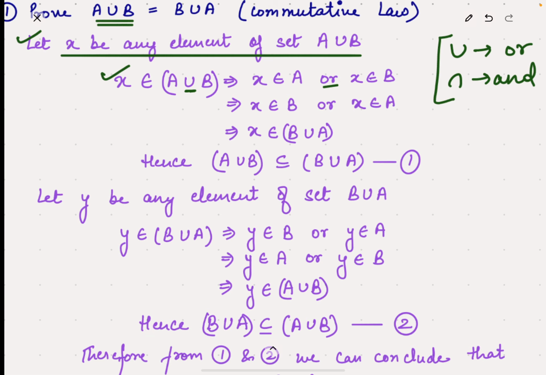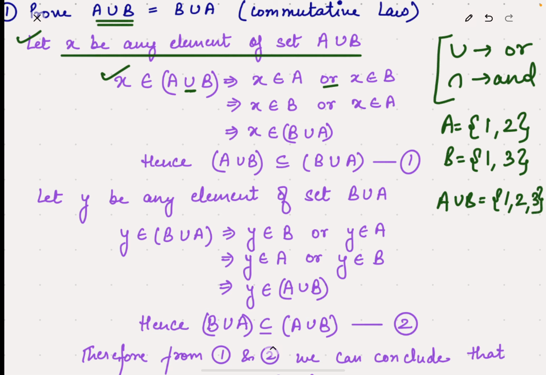See, if we have a union, that means either X belongs to A or X belongs to B. In both of the cases, X belongs to the union also. If we have A as 1, 2 and B as 1, 3, then in A union B we will have 1, 2 and 3. So suppose we have 1 as an X element, then we can say either X belongs to A or X belongs to B. One of the conditions must be true in case of or.